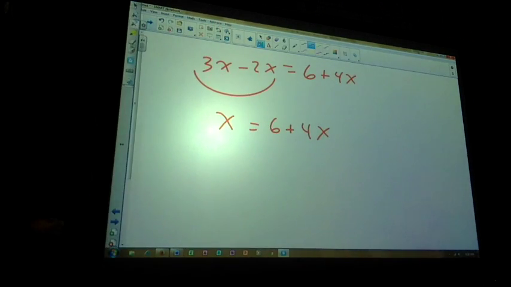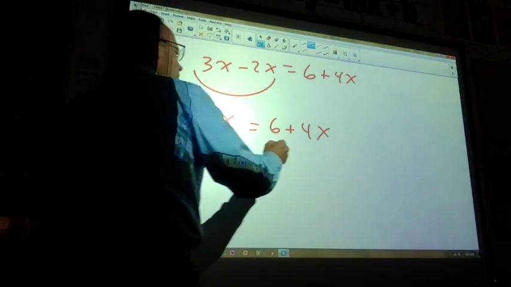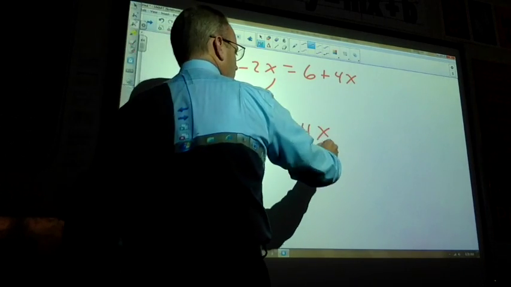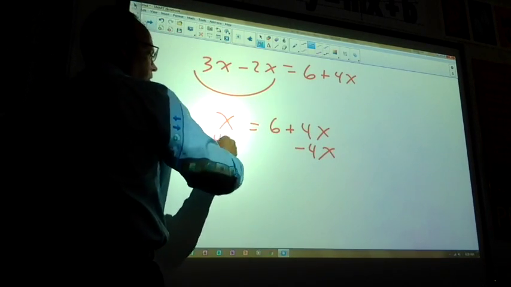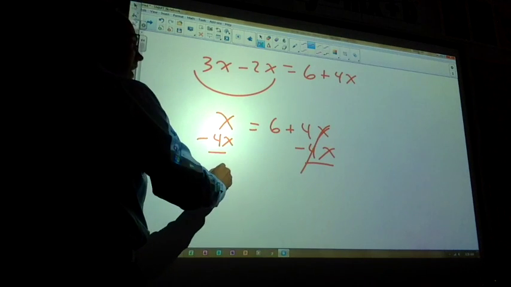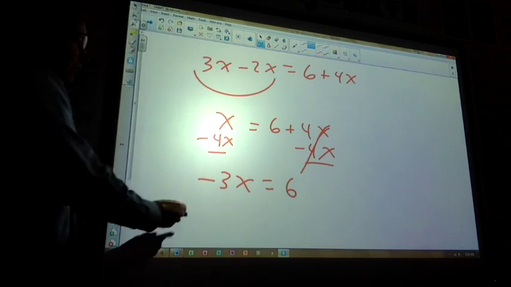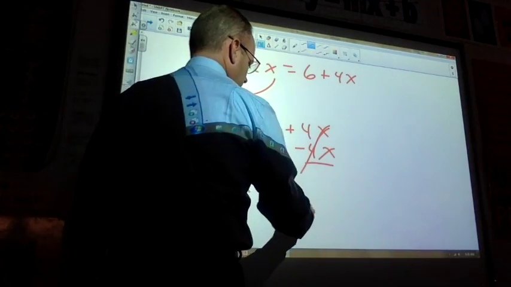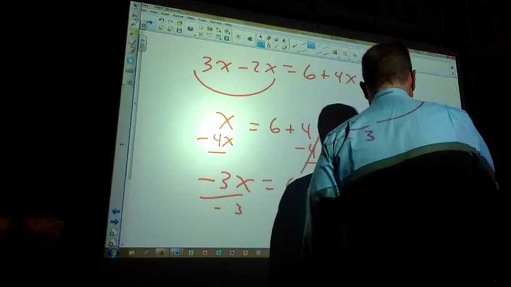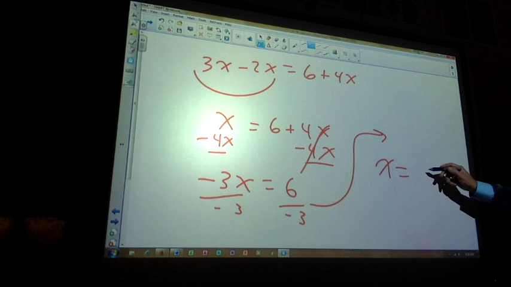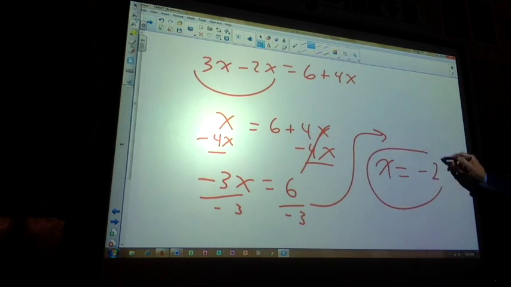Uh-oh. Subtract the 1x. I could do that, or I could do this. Either way is going to work. So I get negative 3x equals 6. Help me out. Divide it by negative 3, and then you get x equals negative 2. So some of you had said, hey, subtract the x. You still would have gotten the same answer, okay? It's still going to work out. Cool?